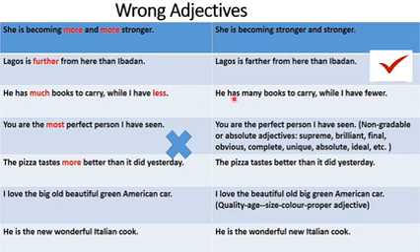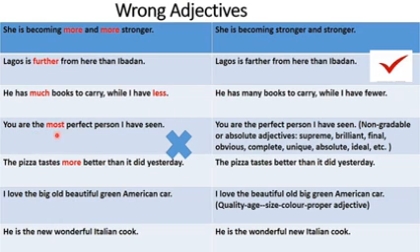He has many books to carry, while I have fewer, instead of less. Because fewer is used for countable nouns, less is used for uncountable. I've used fewer here because you are drawing comparison between two. The next, you are the most perfect person I've ever seen.